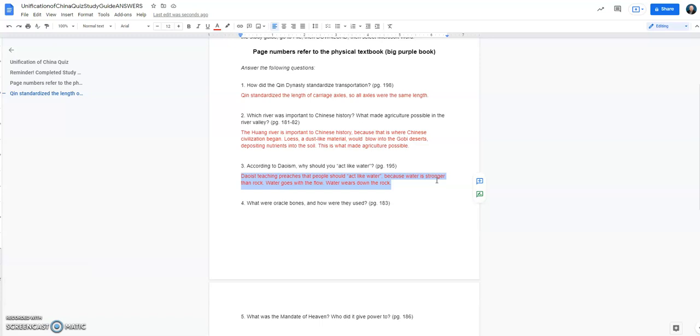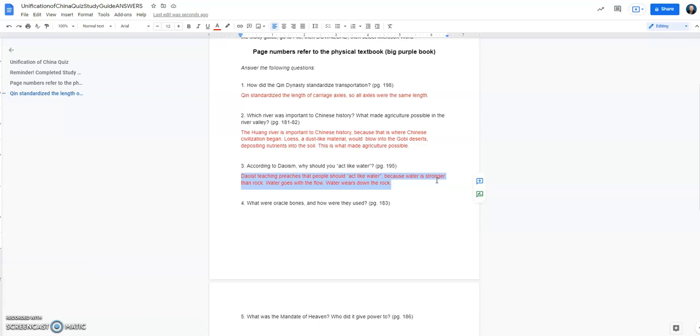Over time, when a rock is in water, it'll smooth it down. The current smooths it down, sands it down, grinds it down till the rock is nice and smooth. So in that way, water is stronger than rock because water over time breaks rock, it grinds rock down, whereas over time rock does not do anything to water. That's kind of the idea behind act like water, right? Go with the flow, be strong, play the long game, I guess. So yeah, kind of interesting idea.